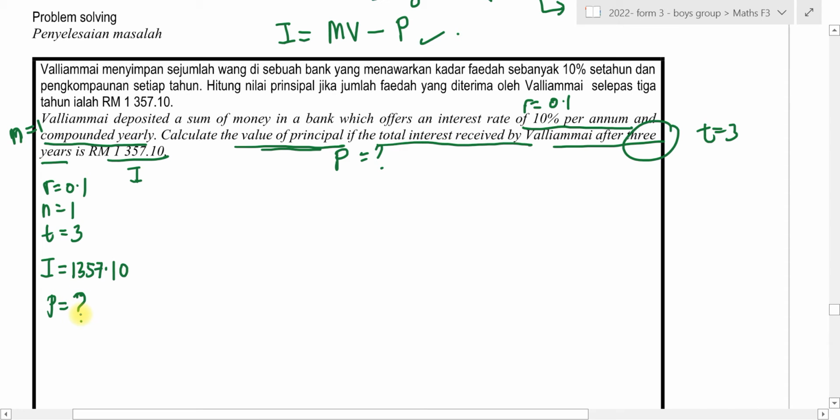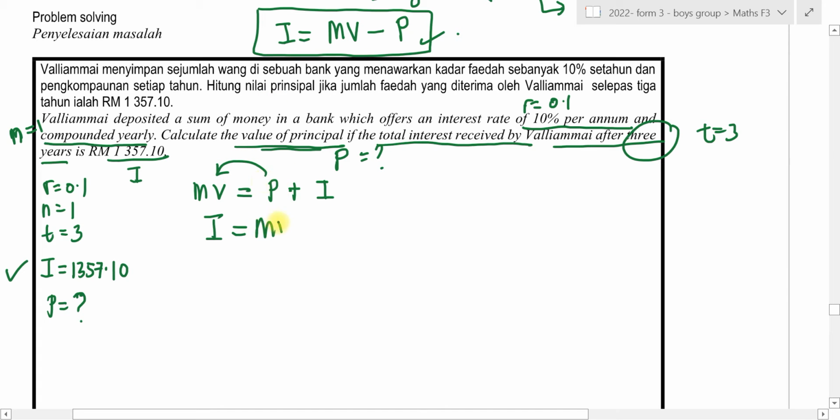So you want to connect with the I, use this formula. I is equal to MV minus the principal. Or if you want the basic formula, it can also be like this: matured value, which means total saving, is equal to principal plus interest. We know this, right? So now we already have the interest value, so make I as your subject. I let the I stay here, and I move the P here, so MV minus P.